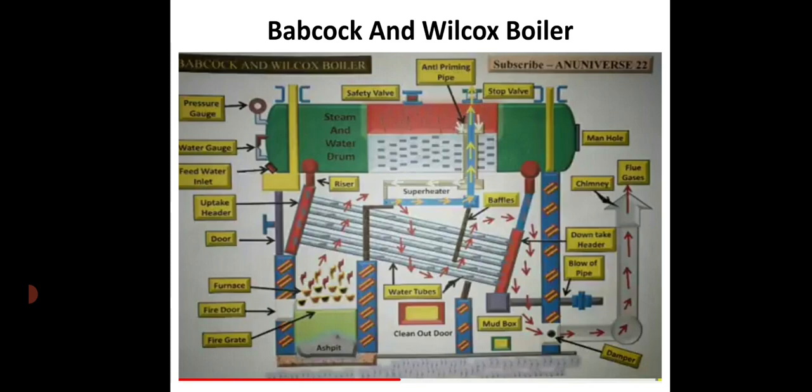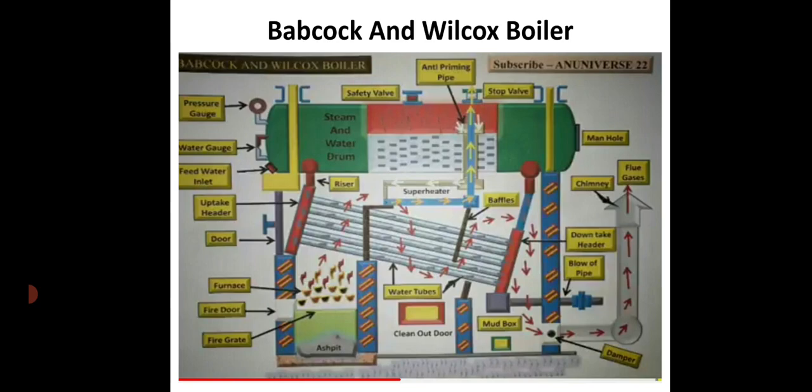Water from the steam water drum comes down to the downtake header and then goes to the uptake header through a large number of water tubes inclined at about 15 degrees for better circulation, as shown in the figure. The wet steam comes to the wet steam header through an anti-priming pipe. The anti-priming pipe removes some moisture from the steam.